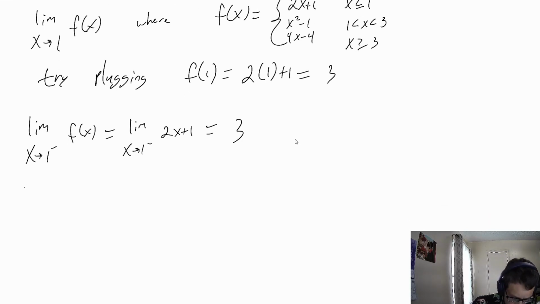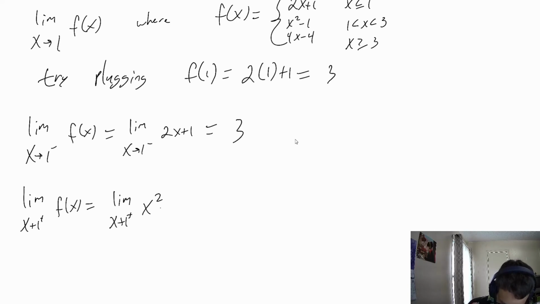But what about if we approach 1 from the right? So if we're plugging in numbers bigger than 1, think 1.001, 1.002. Well, if we're bigger than 1, then we follow this rule here, because we're bigger than 1. So from the right, the limit of f of x is going to be the same as the limit as x approaches 1 of x squared minus 1. And again, this is a polynomial, so we can plug in. We're going to get 0.